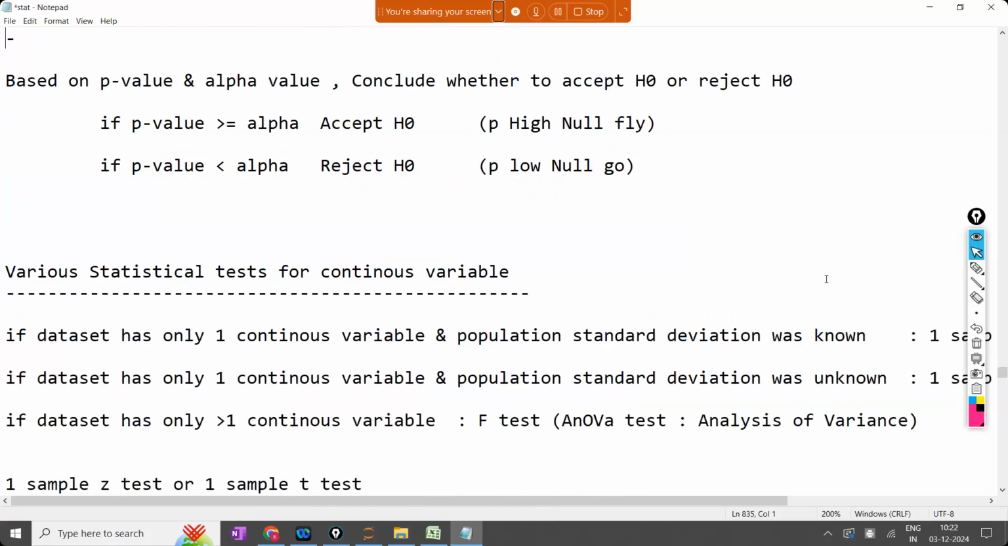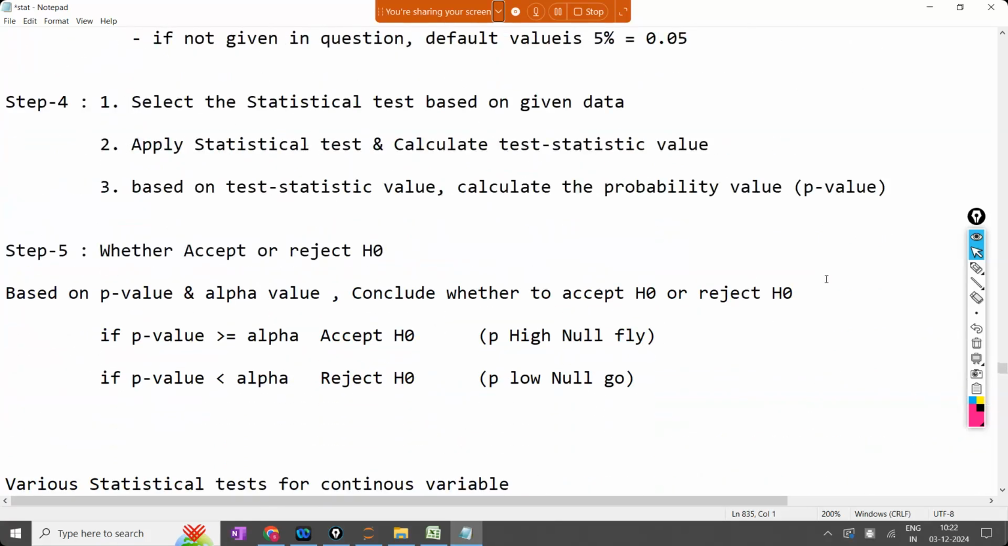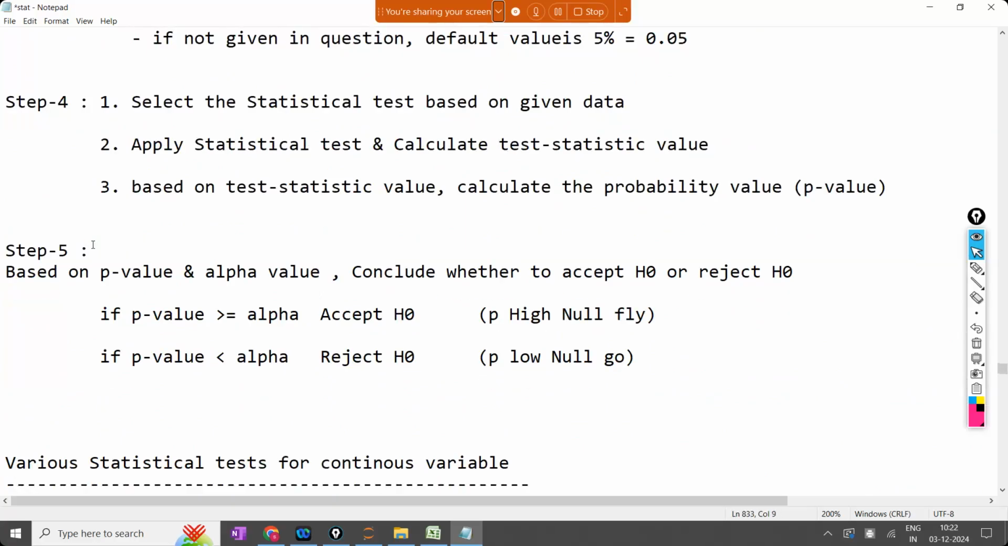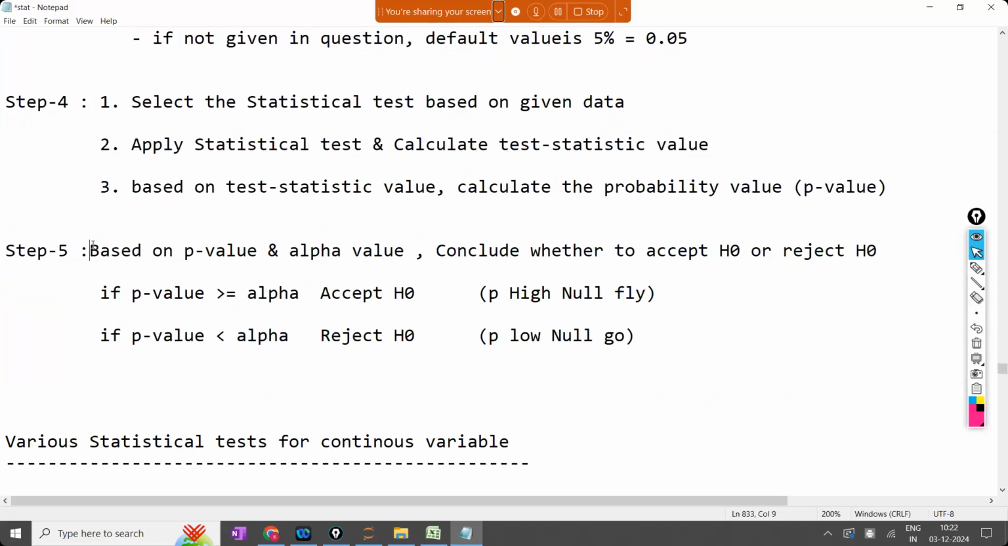Simply, you are having only one option here. Based on the p-value, you are going to conclude whether to accept the null hypothesis or reject the null hypothesis. Only one option is there. The second option is also not there. The plot is not there, observing 1 minus p. Nothing is there here. Only one option.